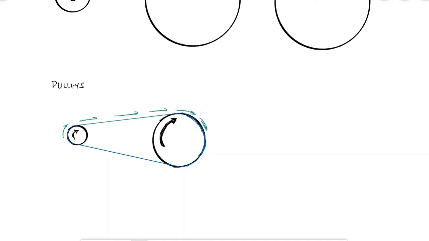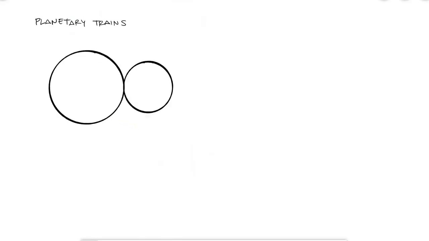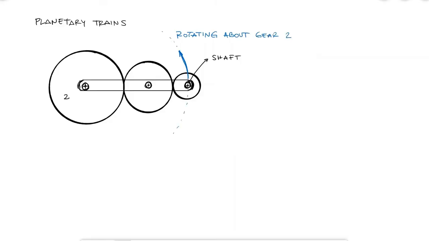Going back to the gear trains, when some gear axes are allowed to rotate about others, which physically means that the shafts that hold the gears are rotating about other gears, we call these trains planetary. Planetary trains always include a sun gear, an arm or a planet carrier, and one or more planet gears.